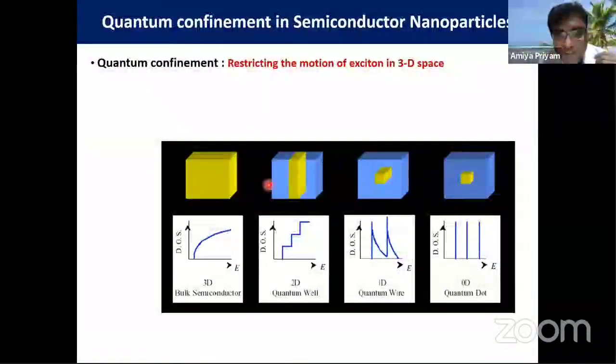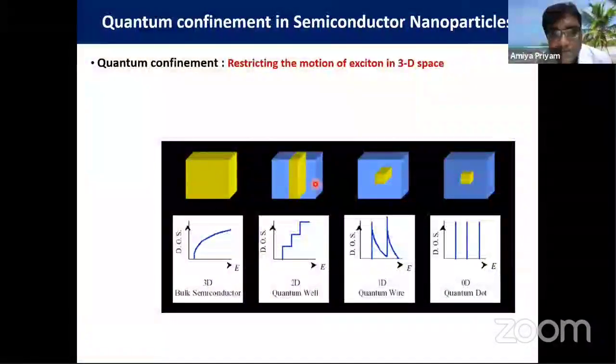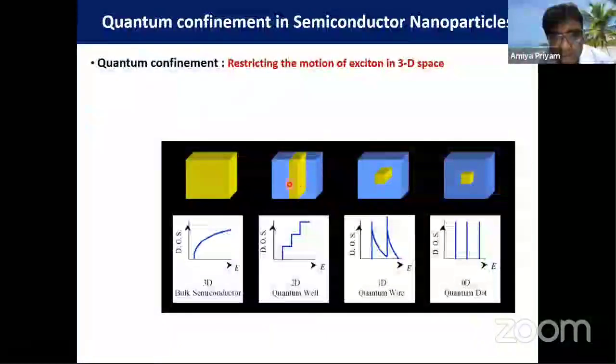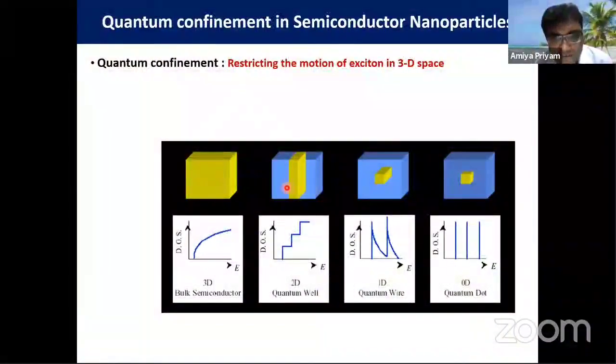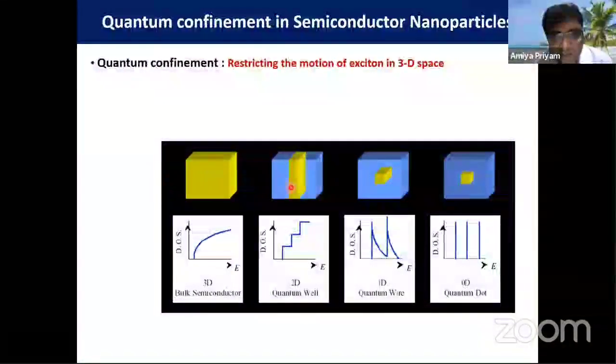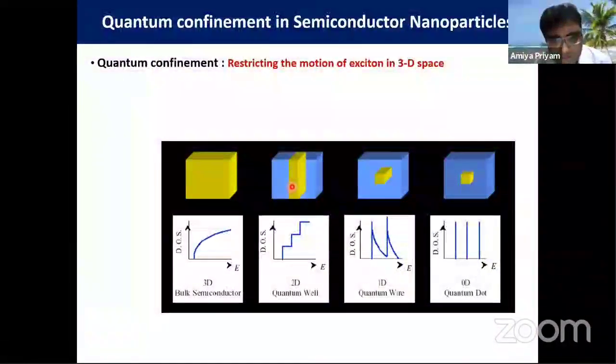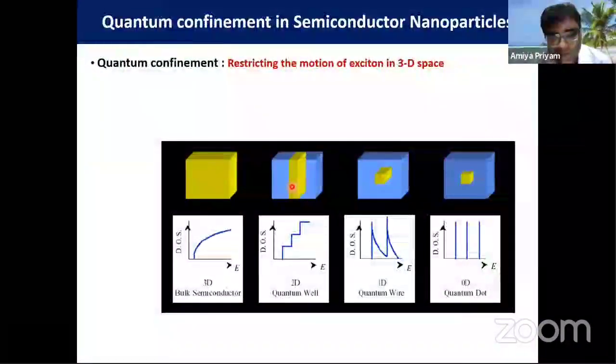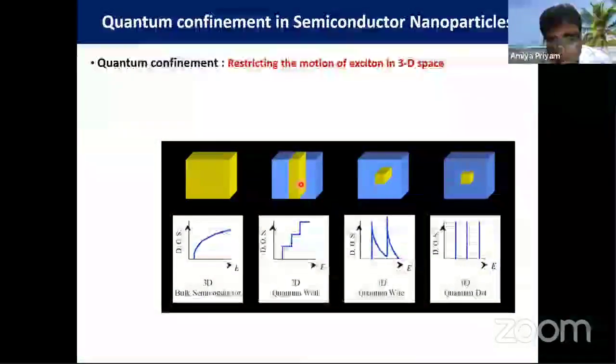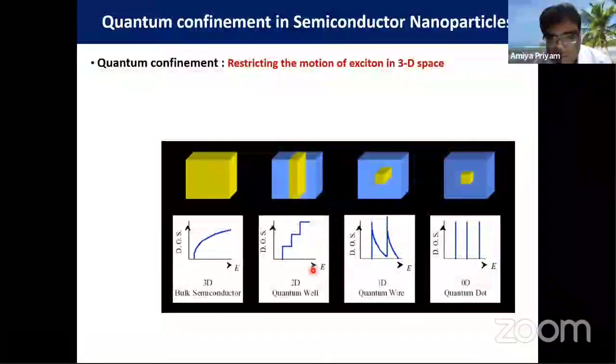When you reduce one dimension to the nanoscale, say only the X direction is reduced below the Bohr exciton diameter, then in this dimension the exciton is confined and no longer free to move, but in the other 2 dimensions it is ready to move around. This kind of thing will be called a quantum well, and it will have this kind of step-like density of states profile.